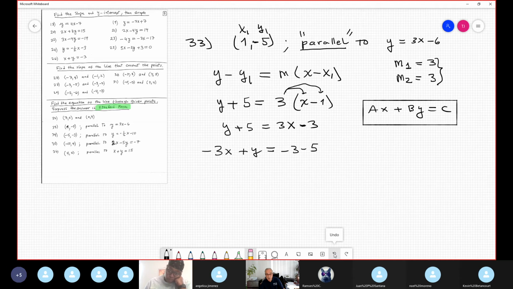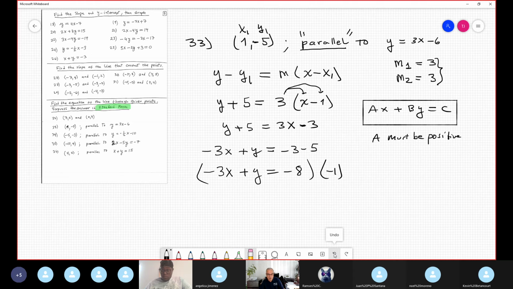But be careful, because a must be positive always. In this case it is negative, so I need to do something. So it is minus 3x plus y equals minus 8, because minus 3 and minus 5 together is minus 8. Now, leave it like that? No, incorrect, because in the standard format a must be positive, always. So you divide or multiply, either way, the entire equation by minus 1. You put the big minus 1, which affects every sign: negative becomes positive, and positive becomes negative. And this is my elegant answer in standard.